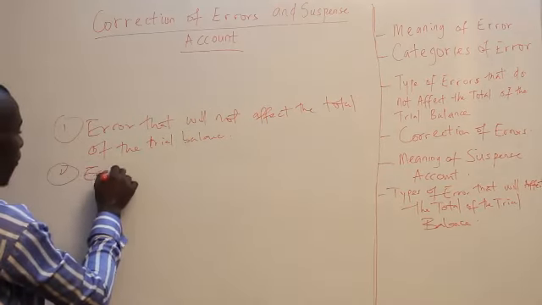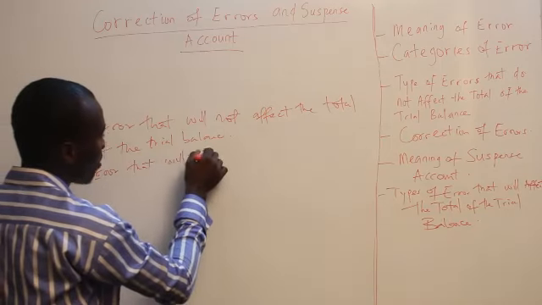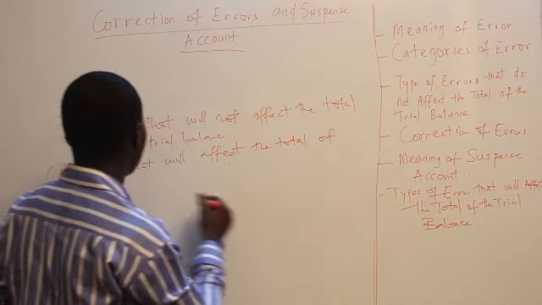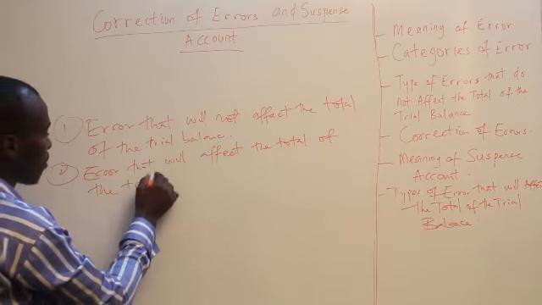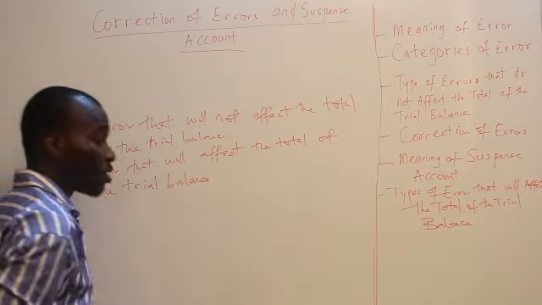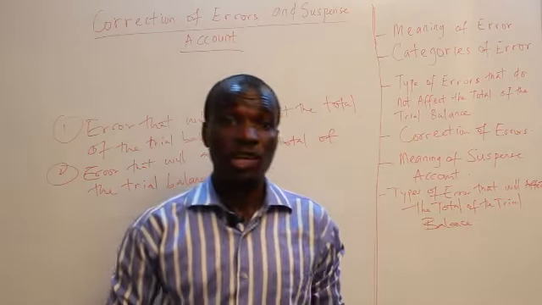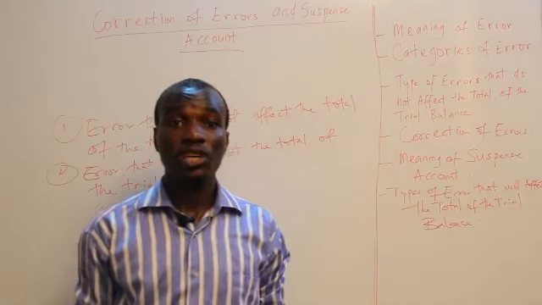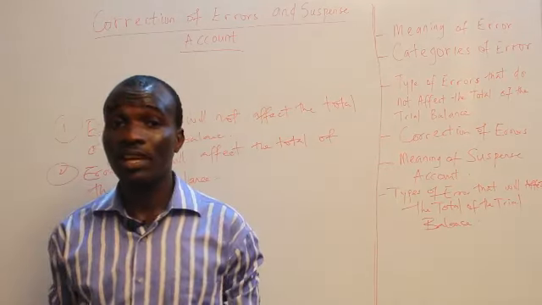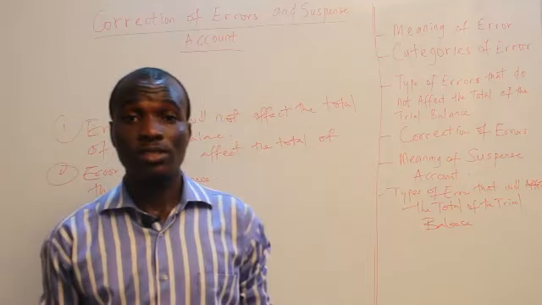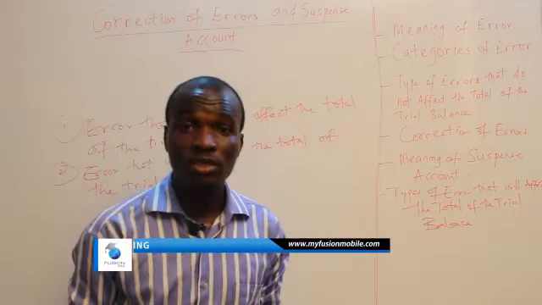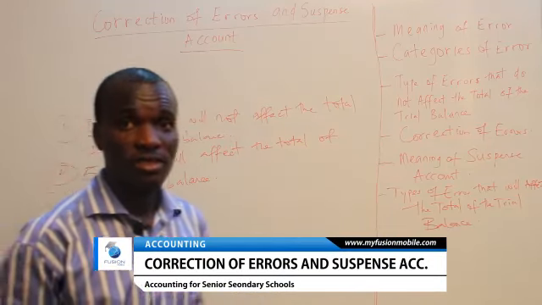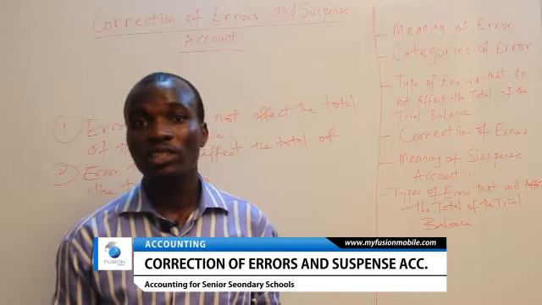Errors that will not affect the total or agreement of the trial balance, while errors that will affect the total of the trial balance. The errors that will not affect the total of the trial balance are those errors that occur in the books, and at the end, the trial balance will be balanced, which means the total of the debit side will be equal to the total of the credit side. So when these errors occur in the book, the trial balance will still have balancing entries. The debit entries will be equal to the credit entries.